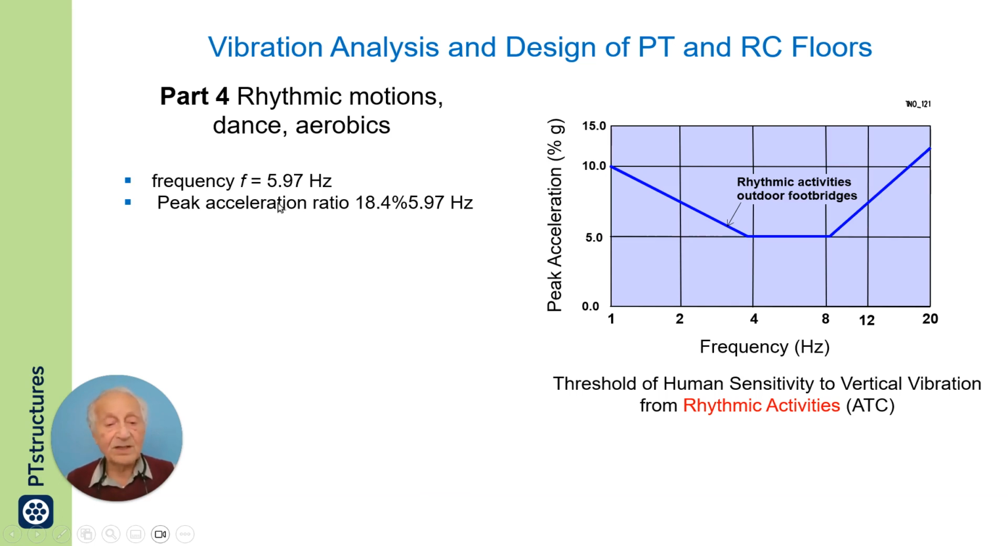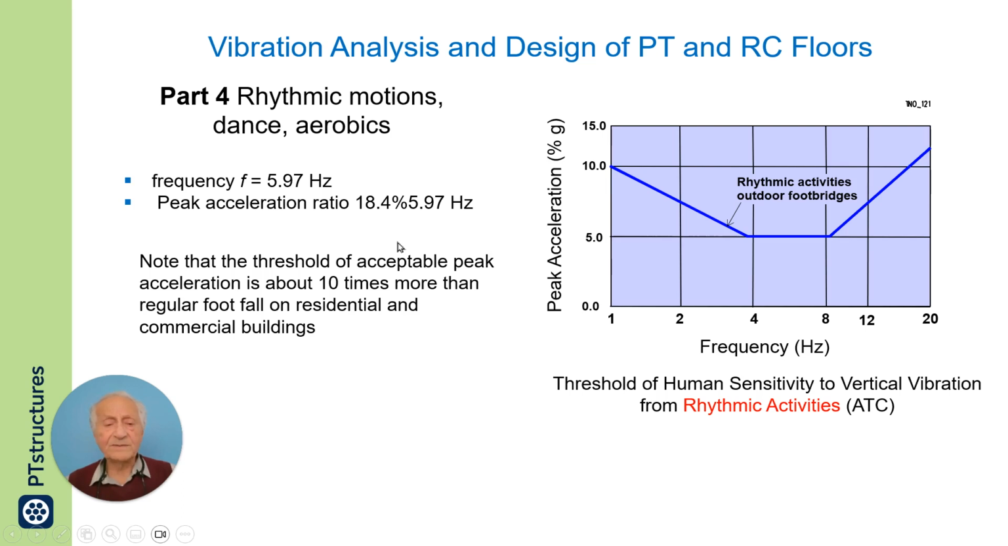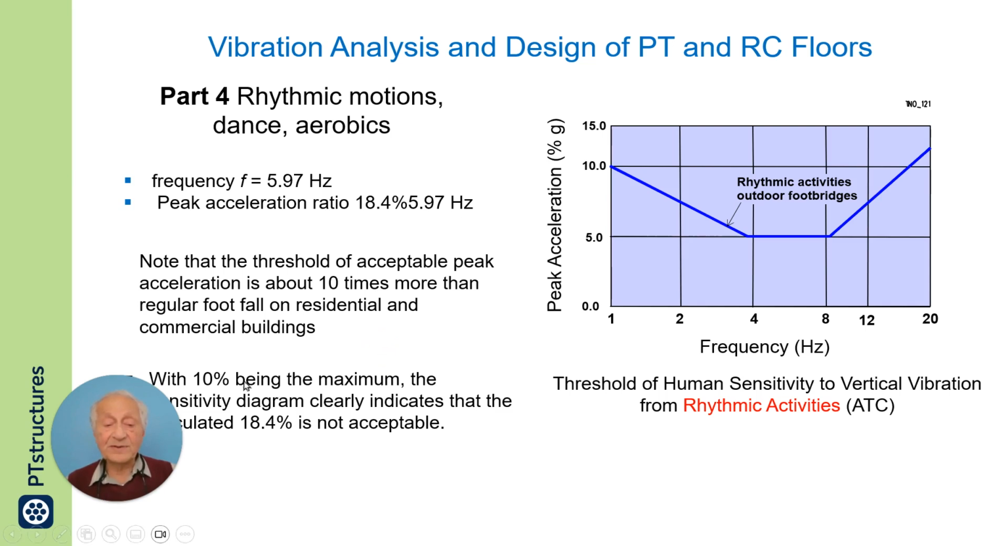Frequency is unchanged, but peak acceleration this time has changed, 18.4. The other time I think was 4 or something. Now, note that the threshold of acceptable peak acceleration is about 10. That is 10% of gravity. More than what we had before. With 10% being the maximum, the sensitivity diagram clearly indicates that the calculated 18.4% is not acceptable. What we calculated was 18.4, whereas 10 is acceptable.